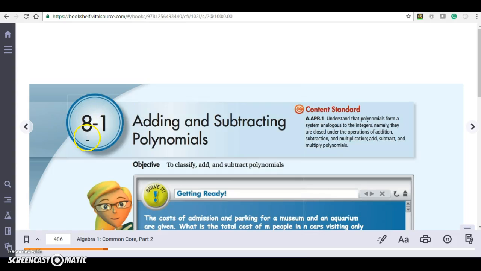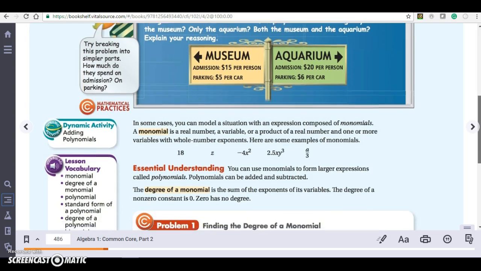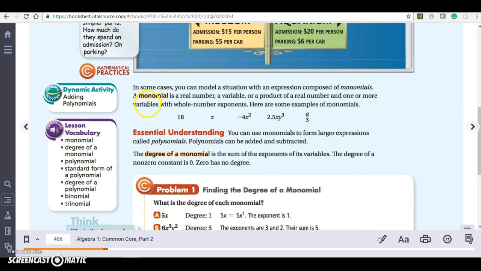Okay, let's take a look at lesson 8-1, adding and subtracting polynomials. So before we start adding them, let's talk about a monomial. A monomial is a real number, a variable, or a product of a real number and one or more variables with whole number exponents. Here are some examples of monomials. Mono also means one, so that's how I know it's just one.